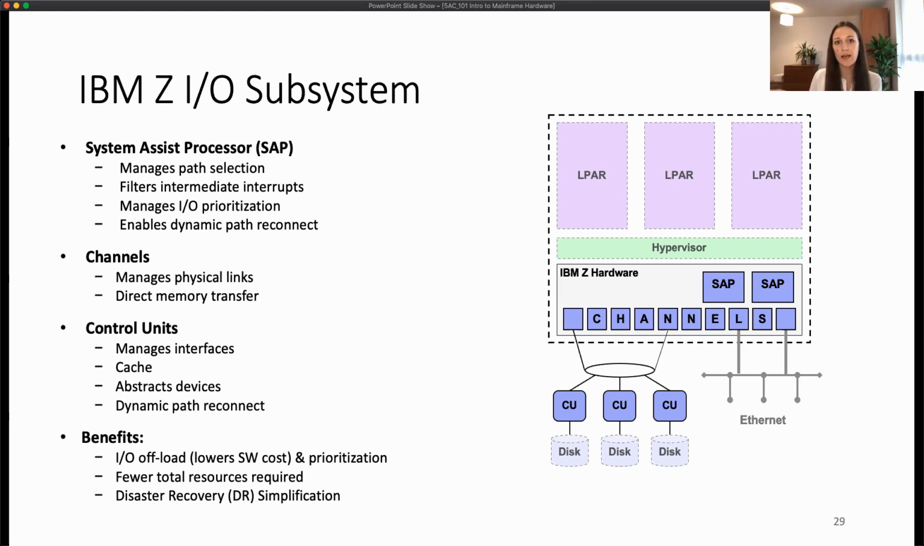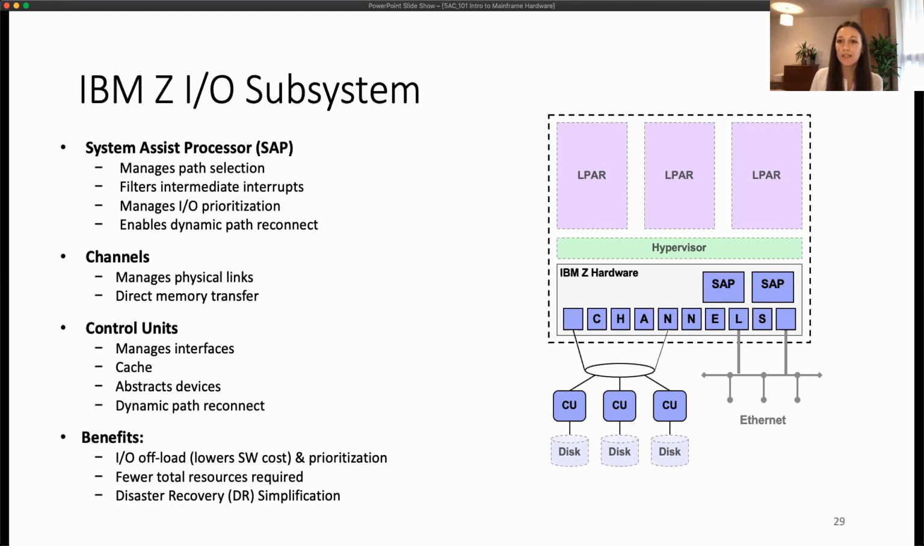And then we have the input and output devices. So what you actually want to connect to. And I don't want to go into too much detail here, but just the key benefits are that the I/O subsystem helps with the I/O offloading from the processor and freeing up the mainframe operating system, which can then help it focus on the important tasks. The link from the logical to the physical helps it in terms of requiring fewer resources, and it also simplifies disaster recovery.